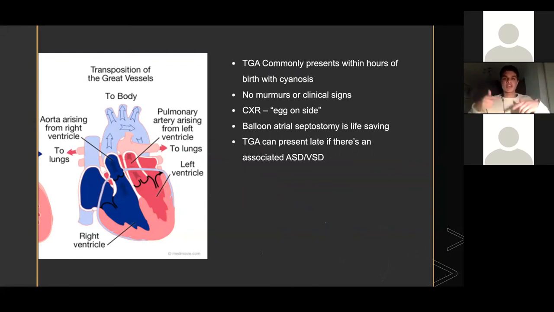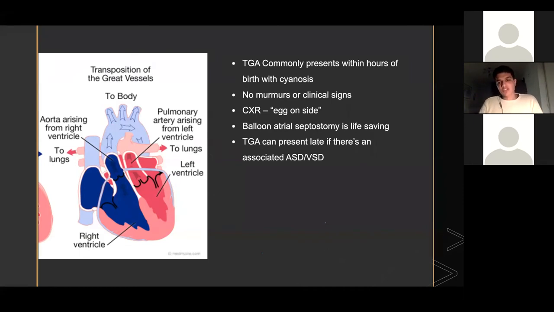Because the systemic circulation has no way to get oxygen unless there's an ASD, a VSD, or a patent ductus arteriosus, all right? The reason it presents within hours is because these infants can have an open ductus arteriosus for 4, 6, 12 hours, a couple of days maybe. And then when that shuts, there's no shunt between the right side of the heart and the left side of the heart. There's no way to get from systemic to pulmonary circulations, and they will become profoundly cyanotic.